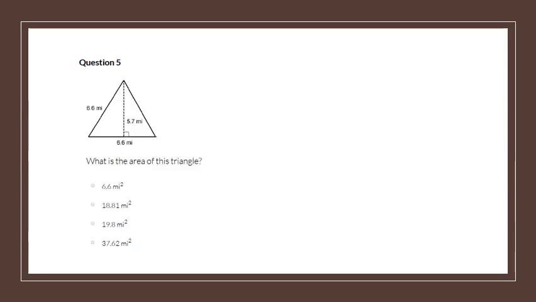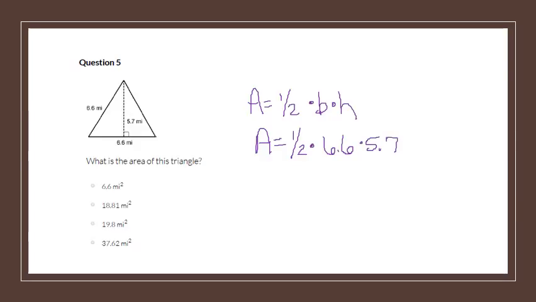Okay, number 5. The area of this triangle. So the first thing is 1/2 times the base, 6.6, times the height, which is perpendicular to the base. So 1/2 times 6.6 times 5.7 gives you 18.81 miles squared.